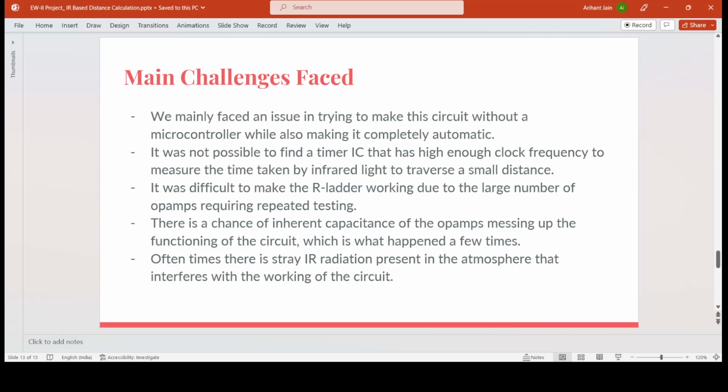There's a chance of inherent capacitance in the circuit messing up the voltage levels. We observed this, combined with the effect of stray radiation, when we were observing a significant voltage at the output receiver even when there was no transmission from the IR transmitter.